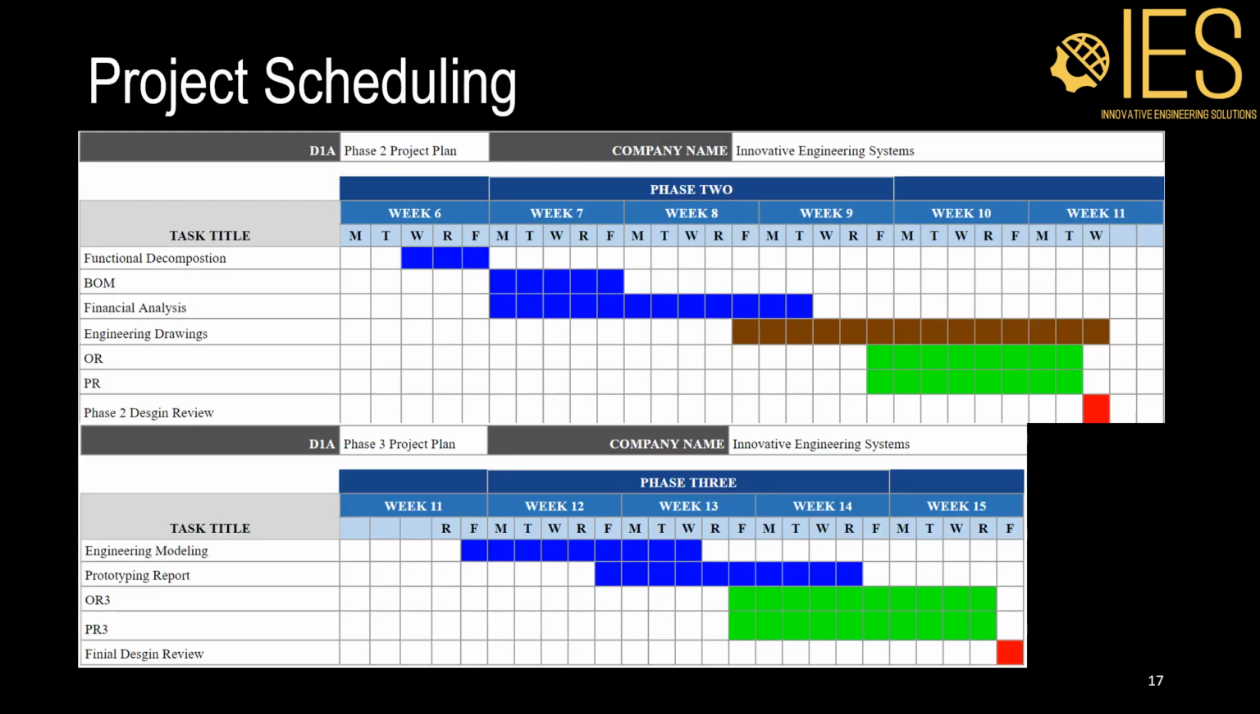The main changes from OR1 are that there is no longer a prototype in phase 2 and 3. This also got rid of the technical posters in phase 3. In brief, phase 2 began with the functional decomp and the bill of materials. Using the BOM, we conducted financial analysis. We began the engineering drawings, which is due in phase 3. Then came OR2 and PR2 and the phase 2 design review. In phase 3, we will continue engineering modeling and compile a prototyping report, then present OR3 and PR3 at the final design review.